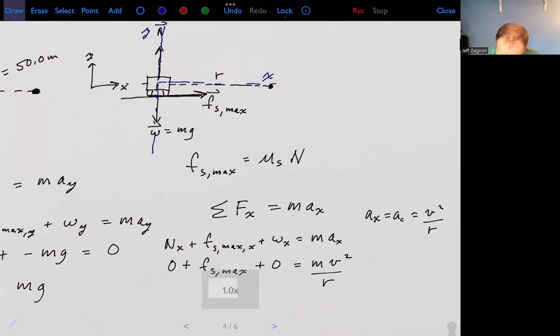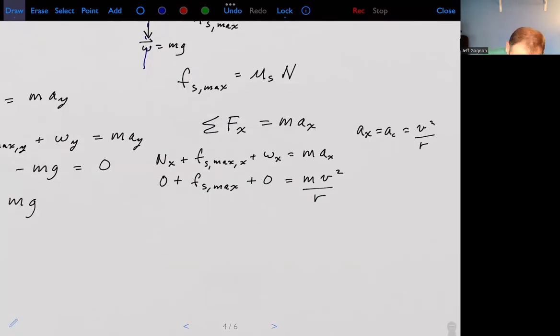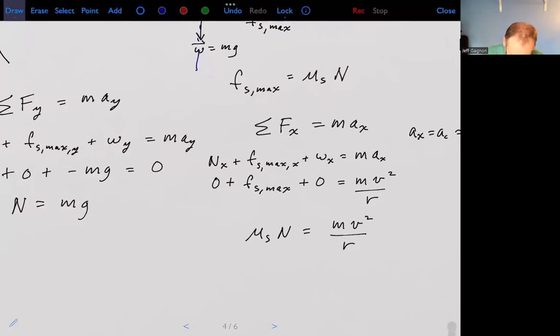Now, we just said earlier that Fs max here is mu s n. So if I want, I could write on the left-hand side mu s n is equal to m v squared over r. And we found earlier that n, the normal force, is just the weight. So I could fill that in.